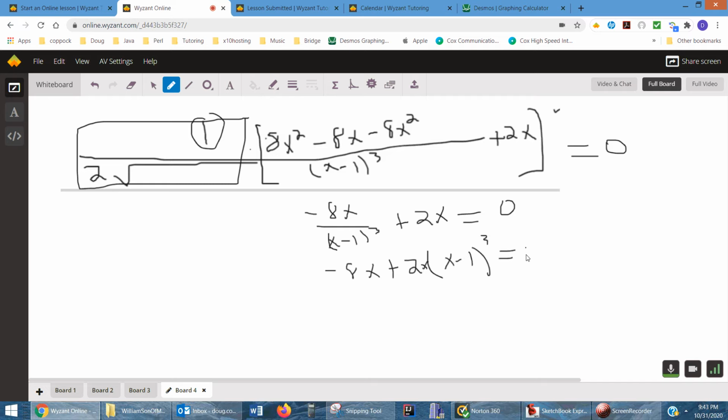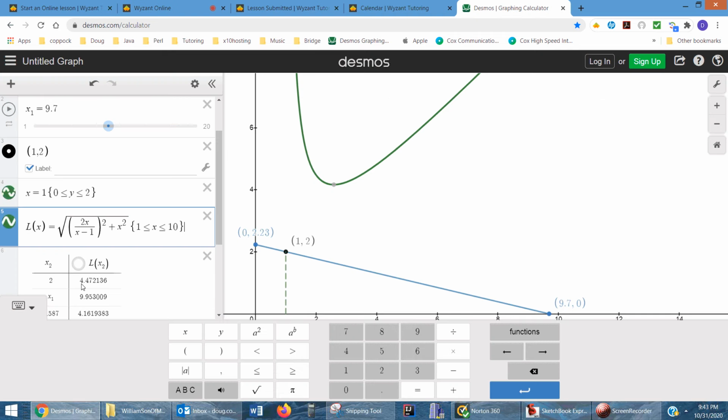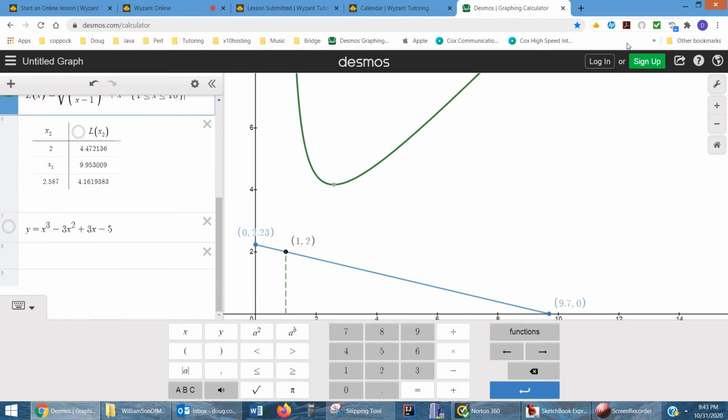still equals 0. Now, how am I going to solve this for x? Well, I'm going to get an x to the 4th formula. And this is where you probably have to use a graphing calculator. I multiplied all this stuff together. I cubed x minus 1, distributed the 2x, added in the negative 8x, and then I graphed. Whoop, I've got to share my screen again.